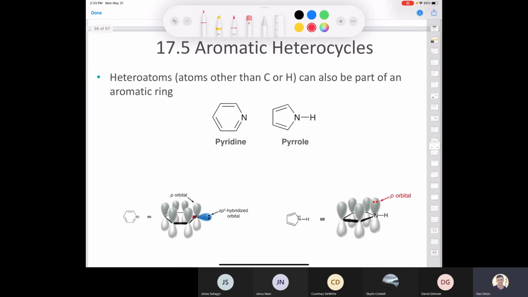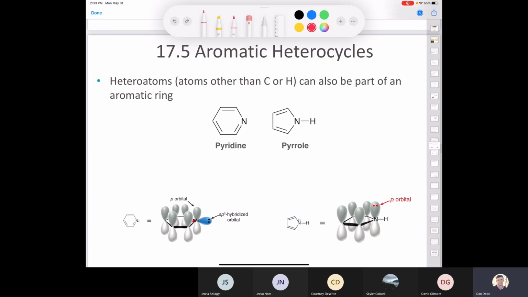Let's look at some other examples. Again, going back to the introduction slide today, I showed you a bunch of heterocycles, meaning compounds that don't only contain carbon in the ring. And I told you that they were aromatic. What about these compounds here, pyridine and pyrrole? They're both aromatic. However, they're aromatic for kind of different reasons.